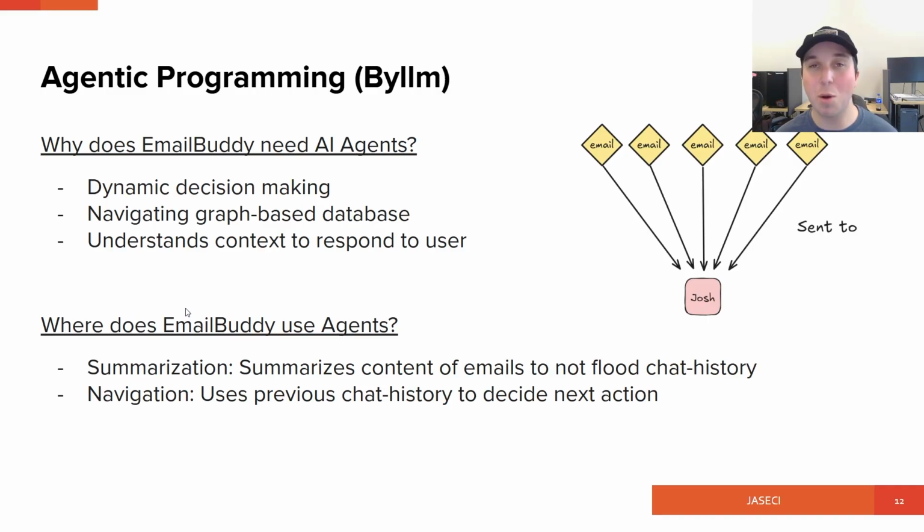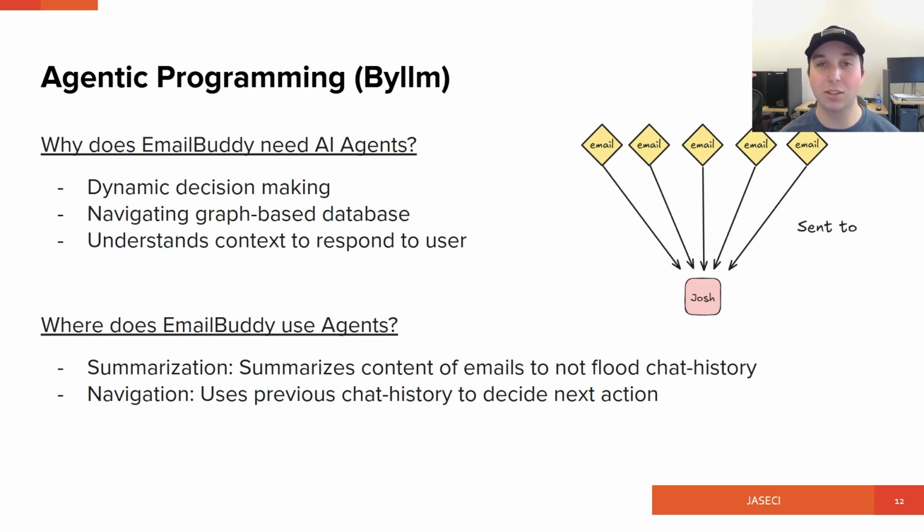So why does EmailBuddy need AI agents, right? When you have a large system with a lot of moving elements, especially with unstructured data, it's kind of hard to determine what the best course of action is. You can't really hard program that. So what these AI agents do is allow you to have more dynamic decision making when you're navigating your database, especially graph databases, right? And it can understand the context it's looking for, trying to solve based off the user's input, right?